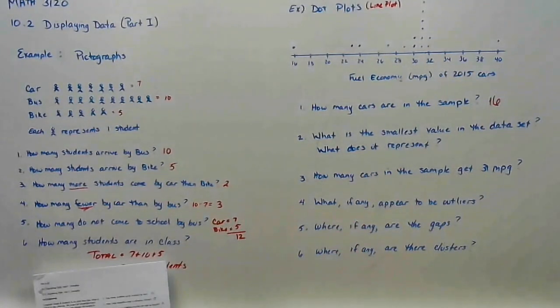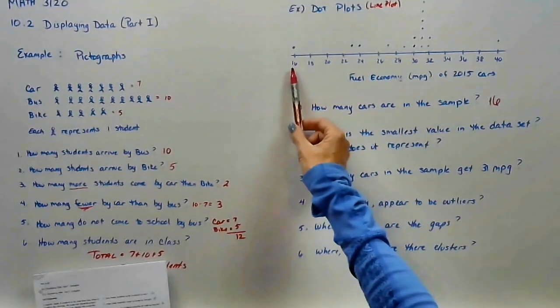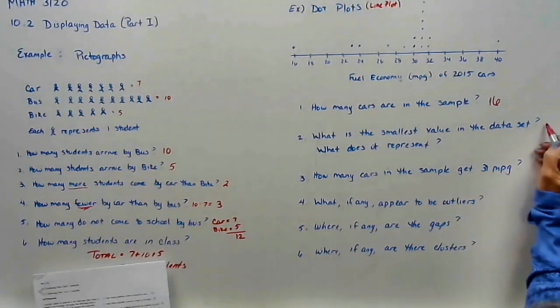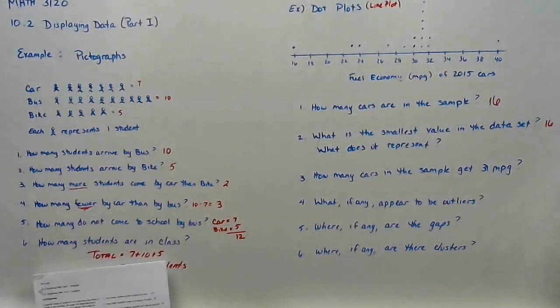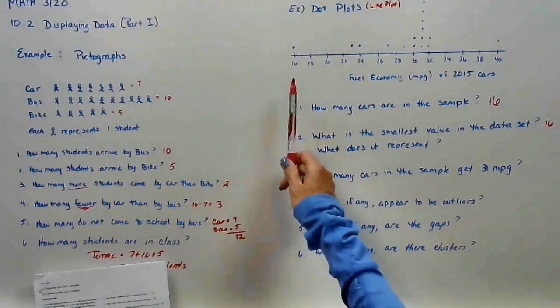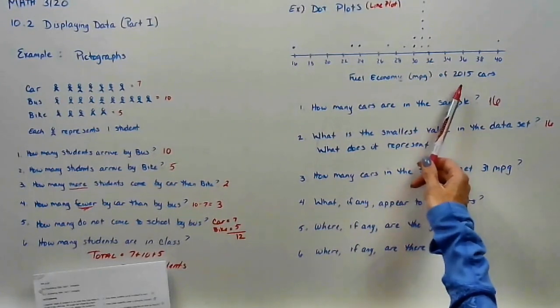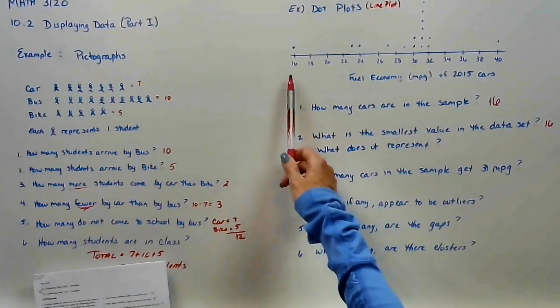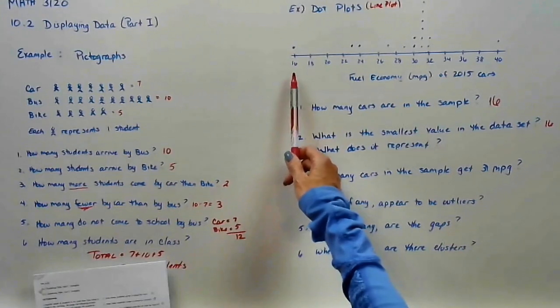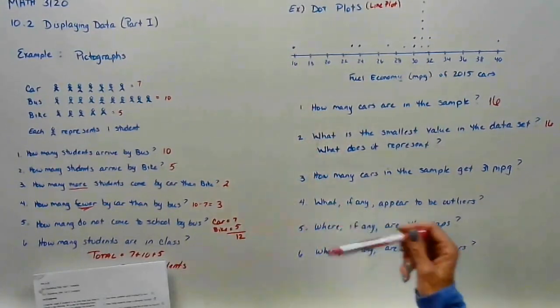Okay, now there's 16. Well, what's the smallest value in the data set? The smallest value in the data set happens to be the number 16. And what does that number represent? It represents that one car that was made in 2015, one model of car, had a fuel economy of only getting 16 miles to the gallon.